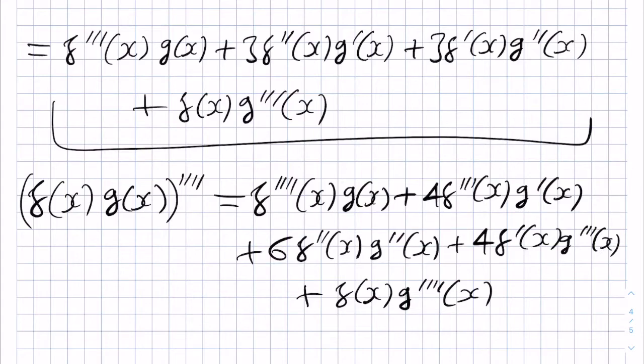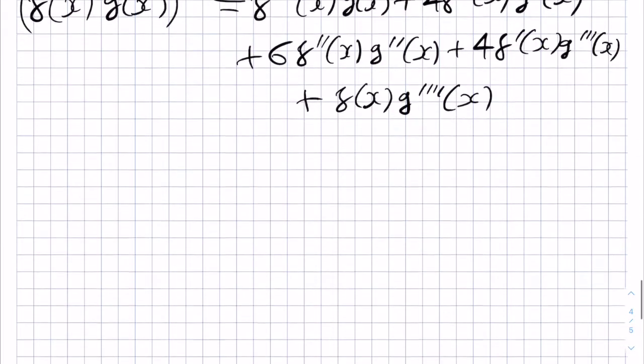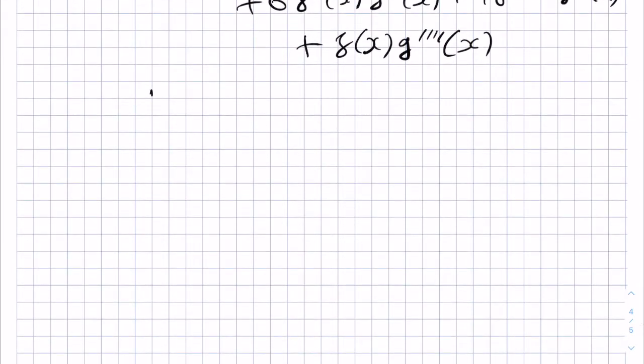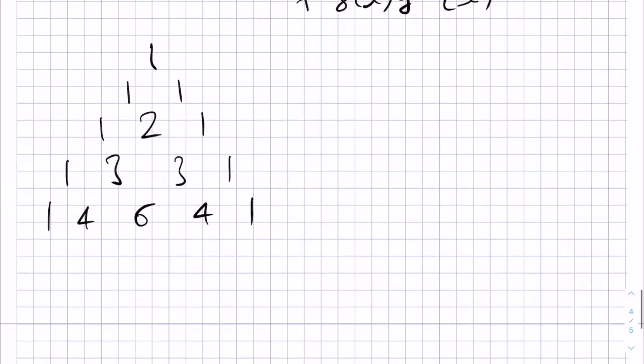These coefficients are in fact binomial coefficients. If we write out Pascal's triangle, which starts with 1, 1, 1, 1, 2, 1, 1, 3, 3, 1, 1, 4, 6, 4, 1, and then we can keep going, say 1, 5, 10, 10, 5, 1, and so on.